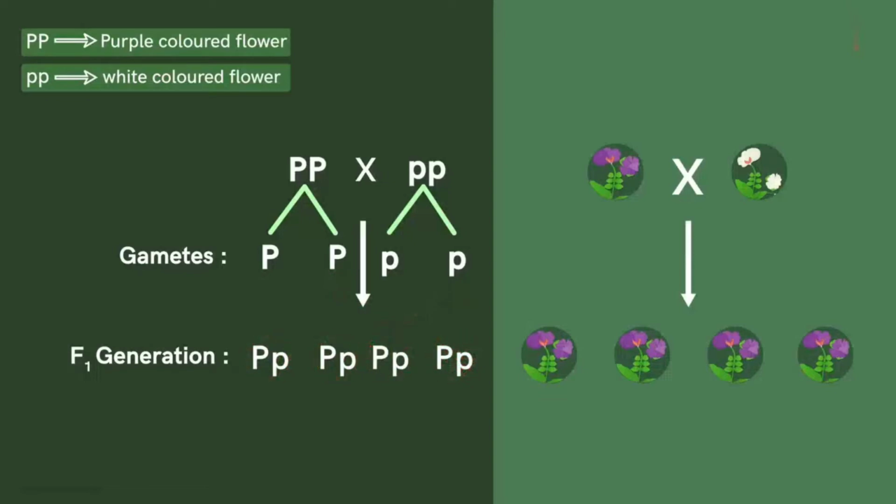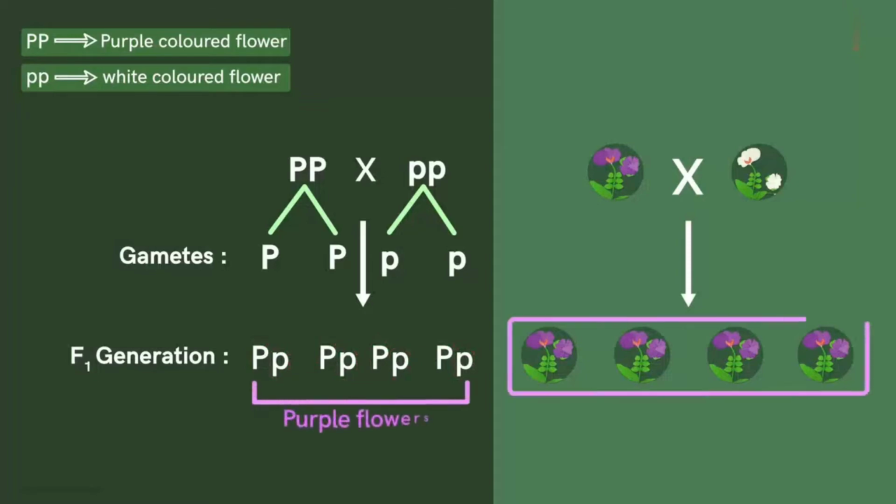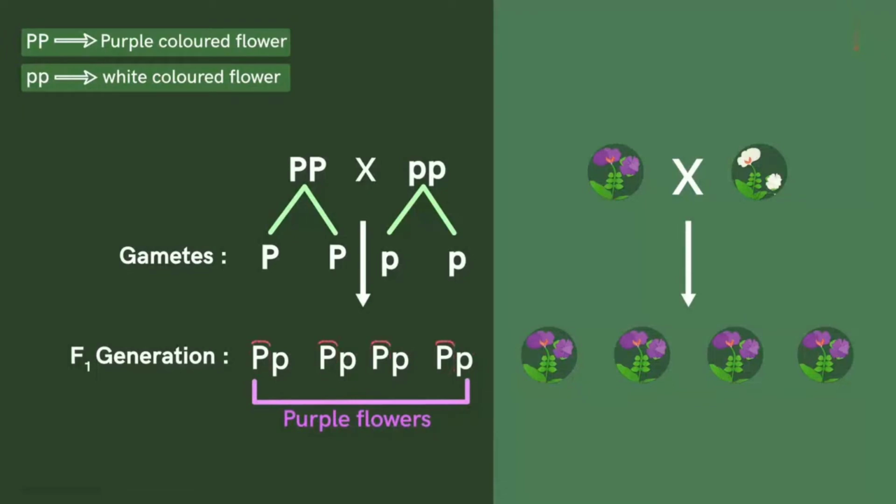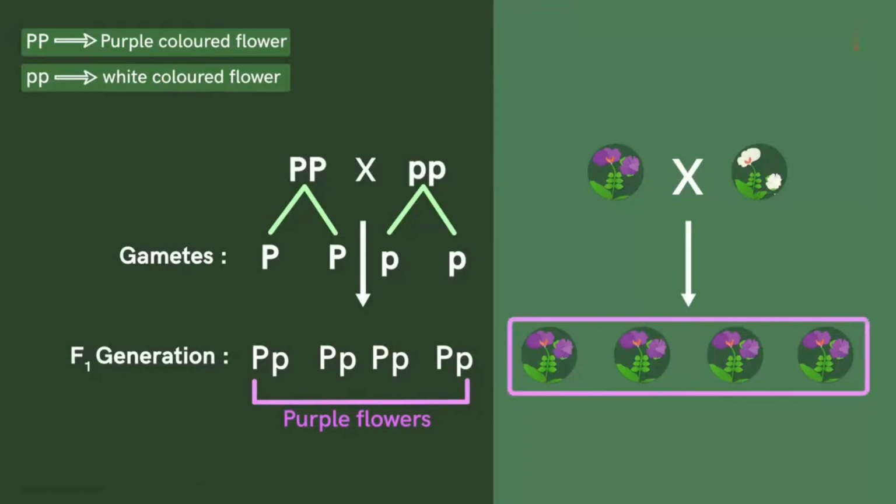Now, as you can see here, Pp indicates that the offspring has one dominant and one recessive allele. In such a case, the plants will have only purple flowers, as the presence of one dominant gene is enough to express the trait. That is why all the plants have purple-colored flowers in the F1 generation.